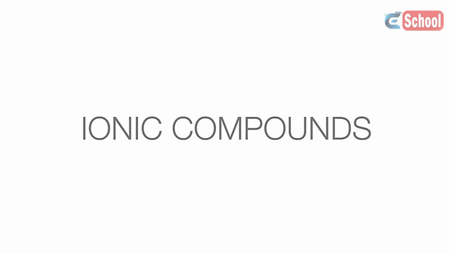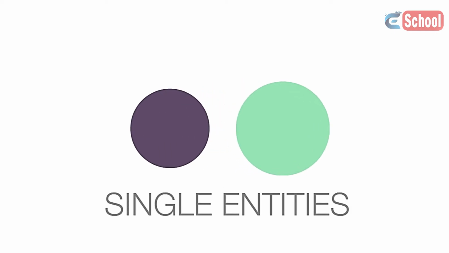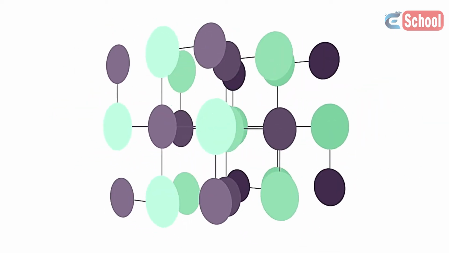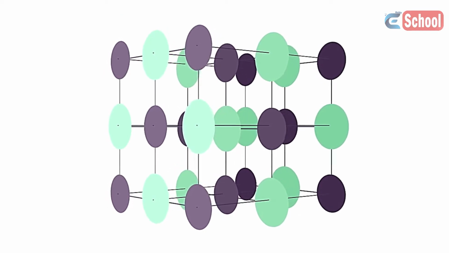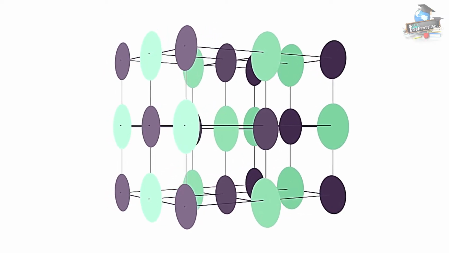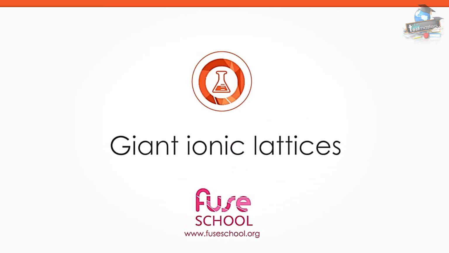So far, we have looked at ionic compounds as single entities. Ionic compounds actually exist as large 3D structures known as giant ionic lattices. In this lesson, we will learn about, and you got it, these giant ionic lattice structures.